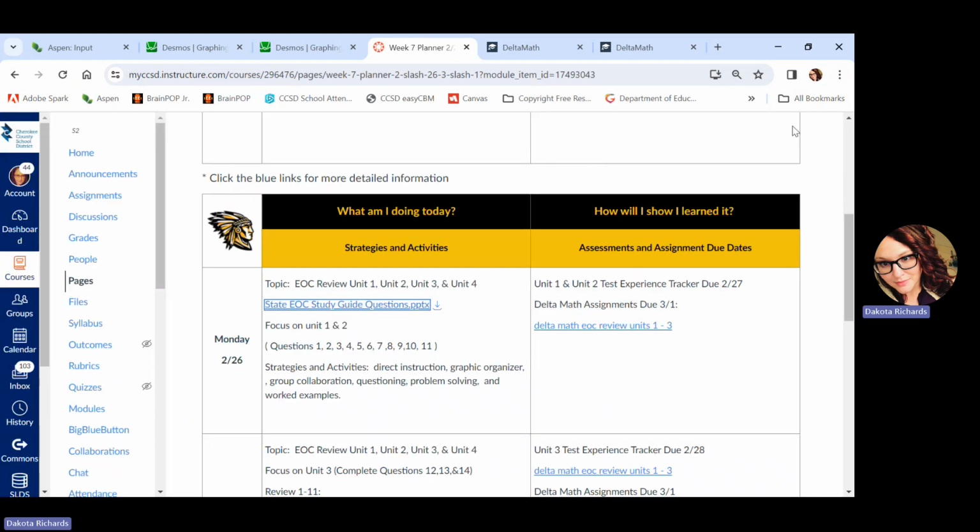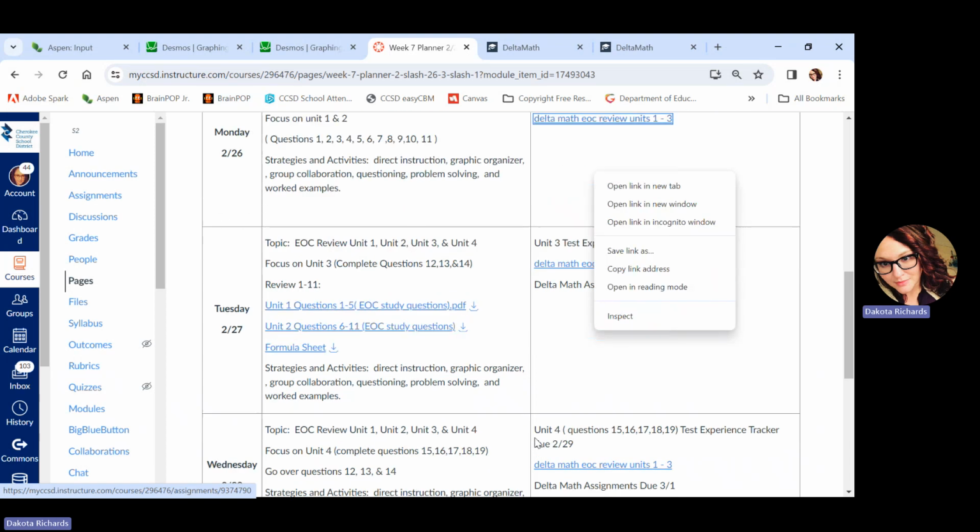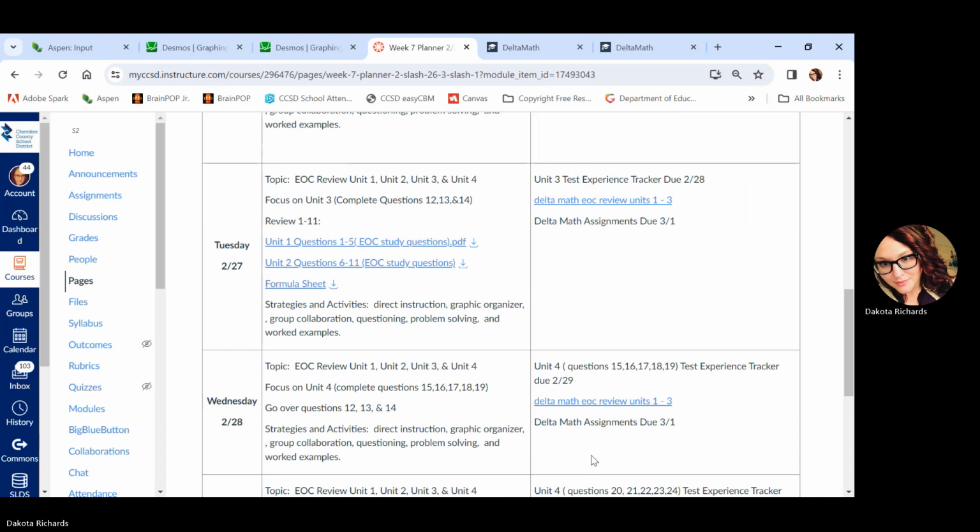After you finish those questions, please finish your Delta Math for units 1 through 3. I will add the unit 4 Delta Math here. I have not done so, but I will today. Again, both Delta Math assignments are due Friday. Okay. So that's what we're working on for the rest of class. If you have questions, just let me know.